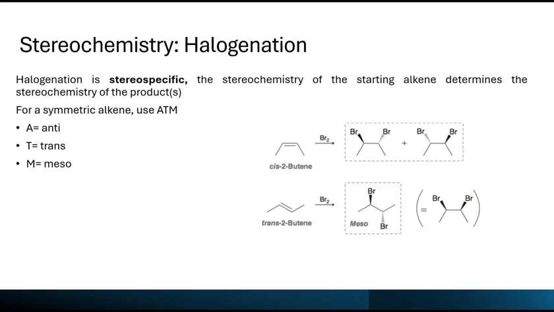Stereochemistry, halogenation. Halogenation is stereospecific, and the stereochemistry of the starting material determines the stereochemistry of the products. For a symmetric alkene, we can use something like ATM, where A is for anti, T is for trans, our type of alkene, and M gives us the reference to meso. We're going to end up with a meso product. So here, if we have the addition of Br2 on a trans alkene, we're going to get that meso product. But if it's cis, we're going to get enantiomers.